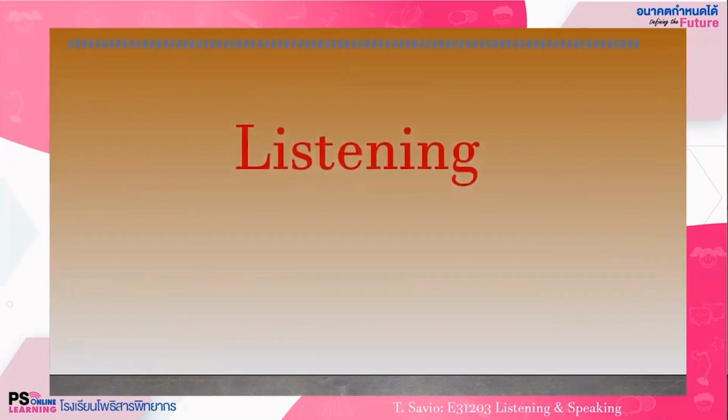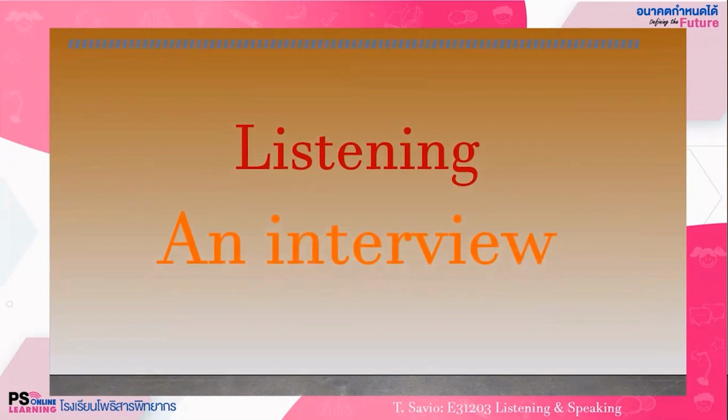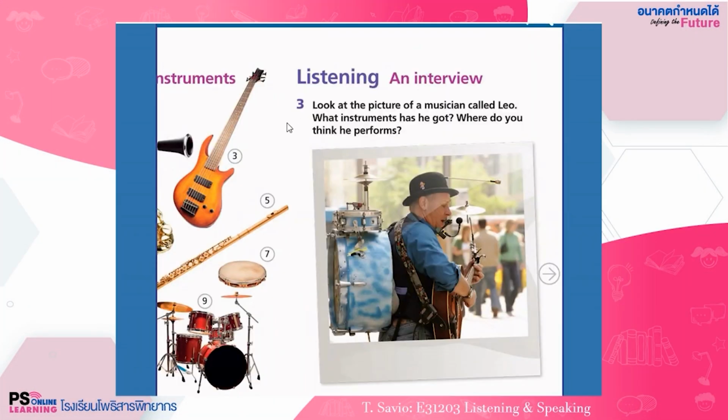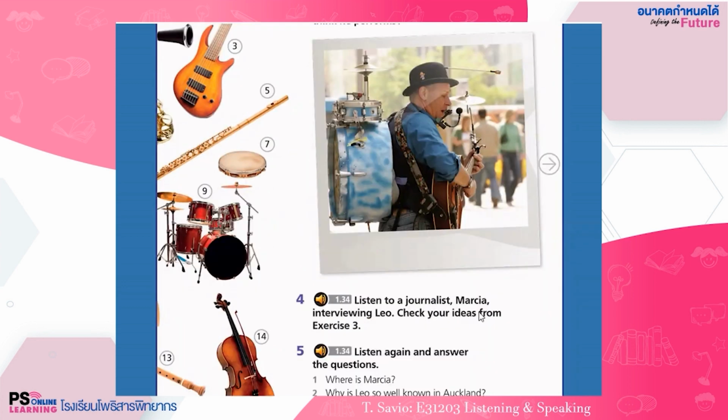Listening, an interview. Exercise 3. Look at the picture of a musician called Leo. What instruments has he got? Where do you think he performs? Listen to a journalist, Marcia, interviewing Leo. Check your ideas from Exercise 3.